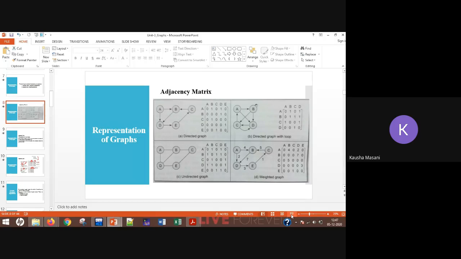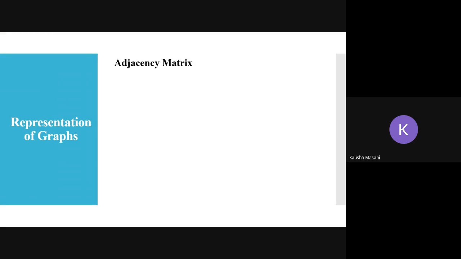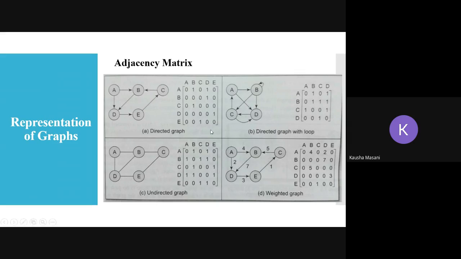Remember this diagram? See, there are no loops and it is a directed graph. So main diagonal 0. A to B I have connection, so I have written 1. I am not concerned with the distance. Do I have an edge connection? Yes, then 1. If I don't have an edge connection, then 0.